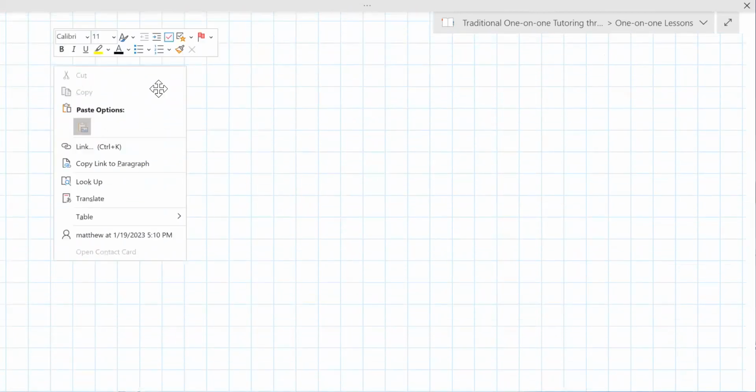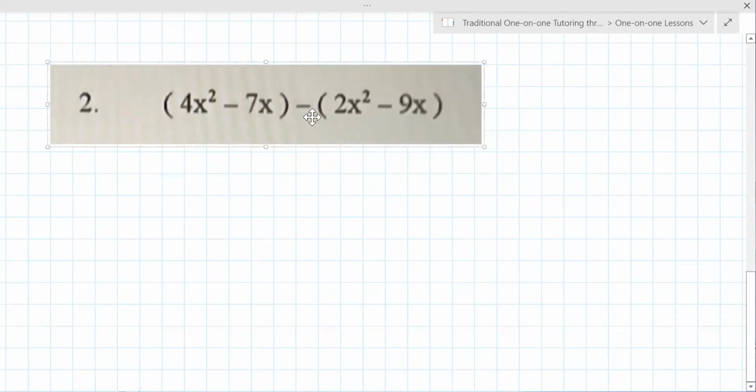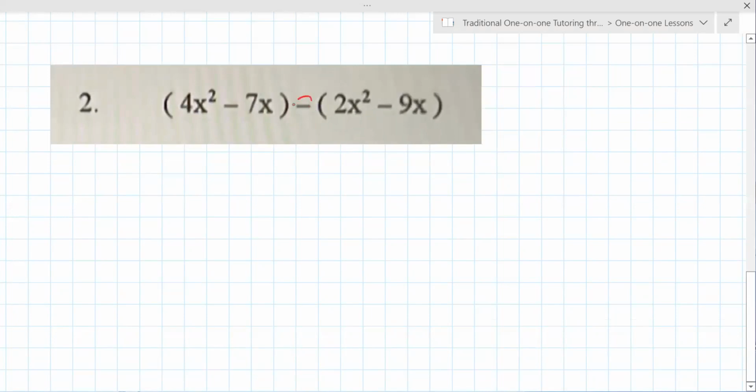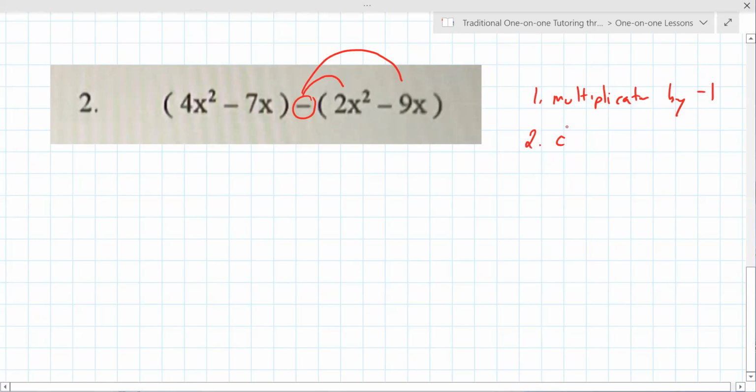Great. Okay, so number 2 we'll look at next. This one has a negative, and this negative applies to both terms inside parentheses. So a couple of ways to think about it. Option 1 is you can think of it as multiplication by -1. Option 2 is to think of it as changing the signs.